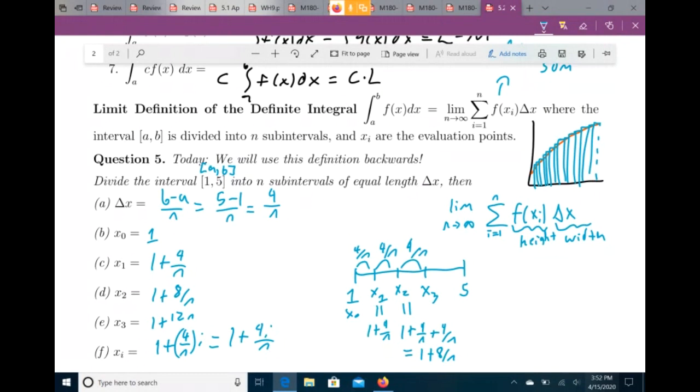Yeah, the next module is this weekend. So yeah, thank you. Yeah, delta x is 12 over n.